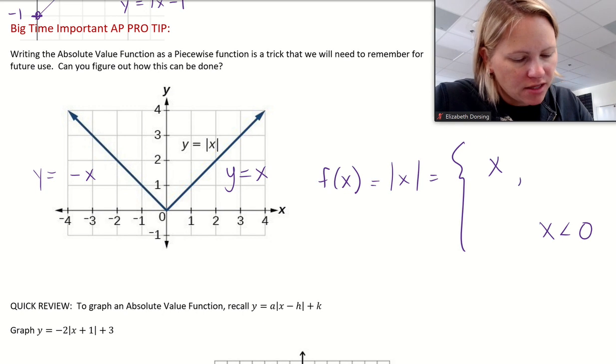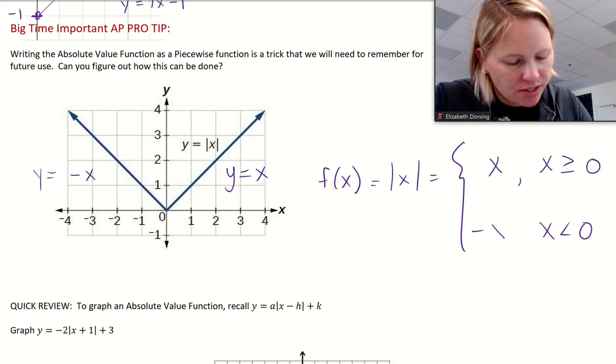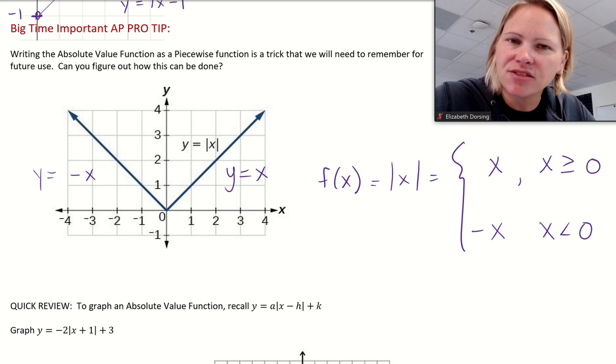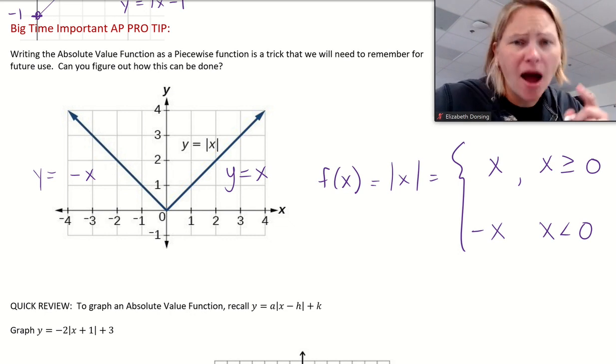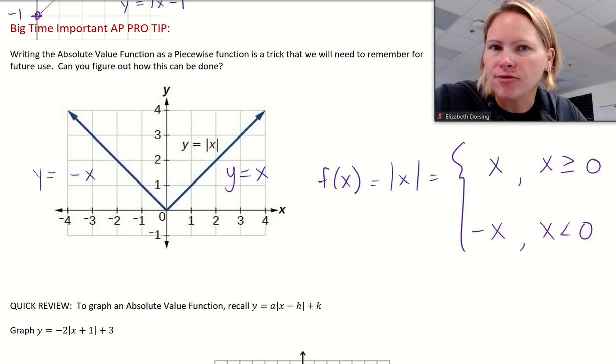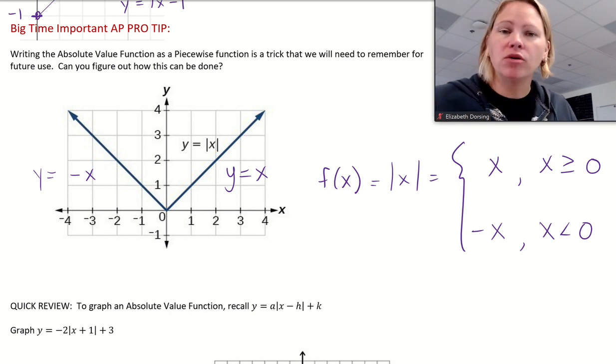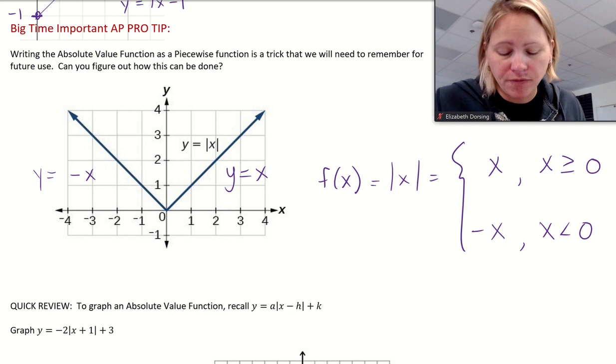You'd have x for all values greater than or equal to 0. You'd have the opposite of x. Remember, negative signs, really you want to think of them as being the opposite of the value. The opposite of x for anything that's less than 0. So if you have something less than 0, like negative 2, the output would be the opposite of that value.